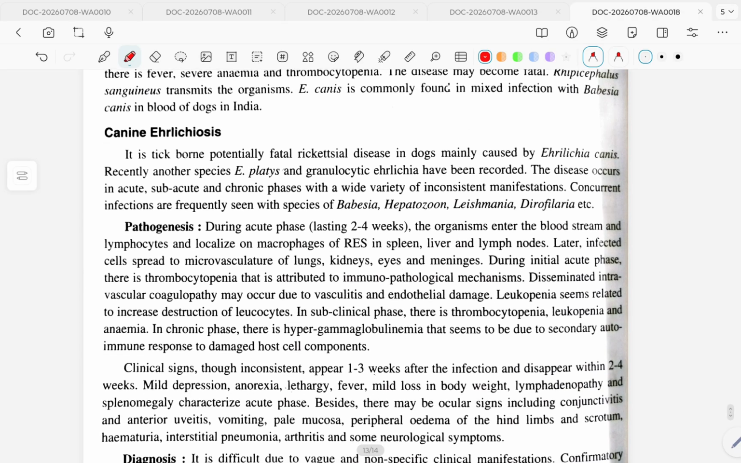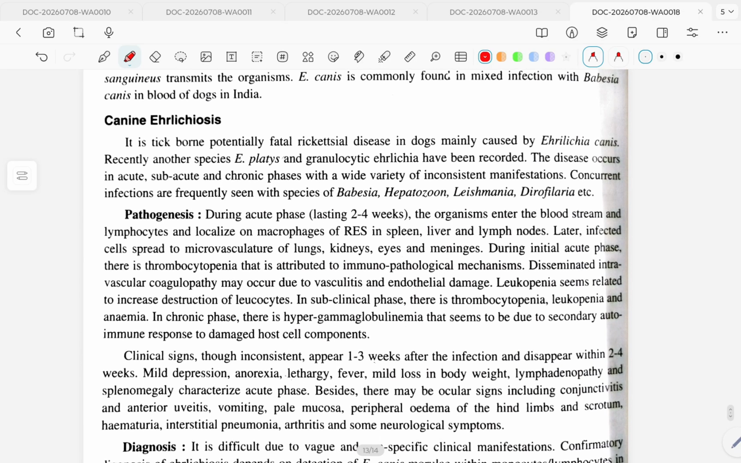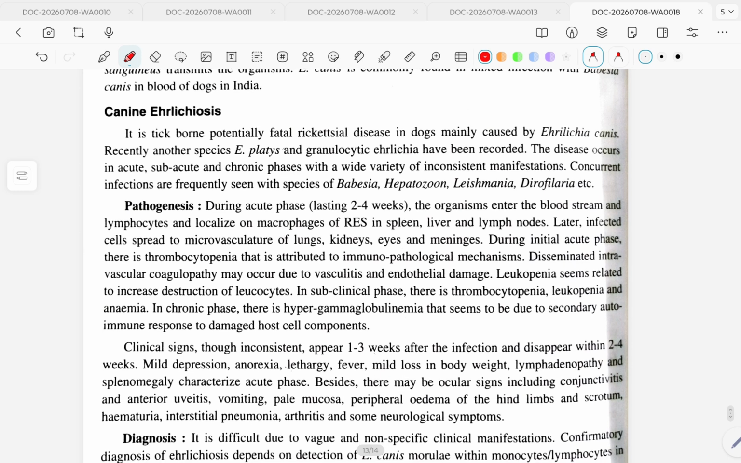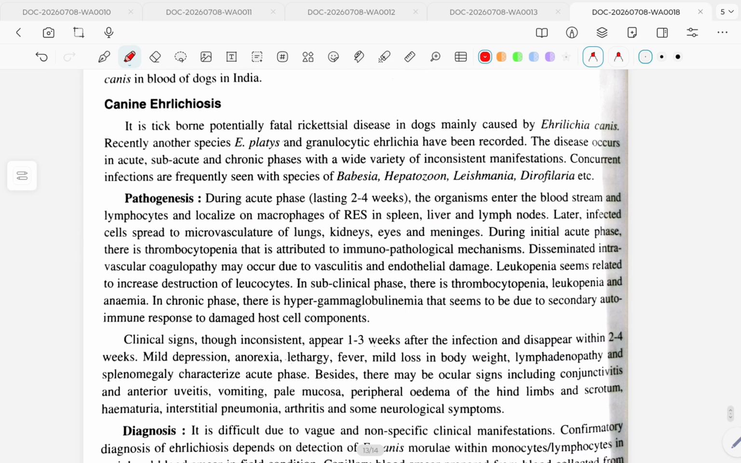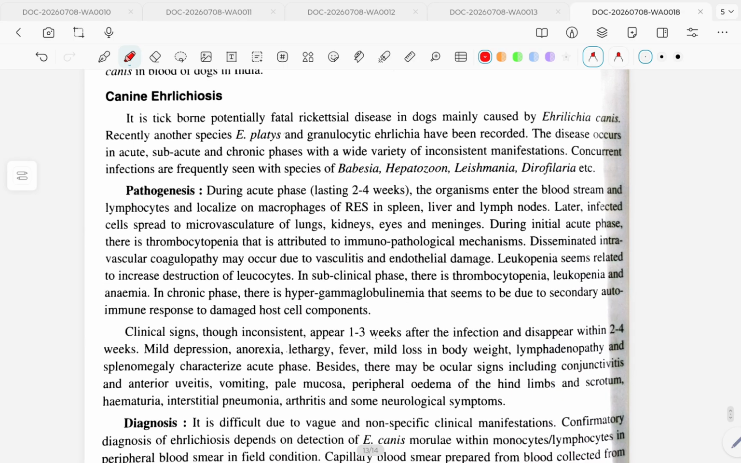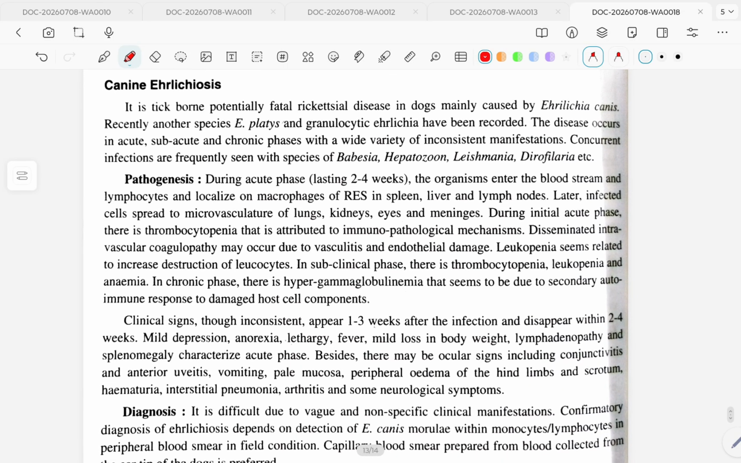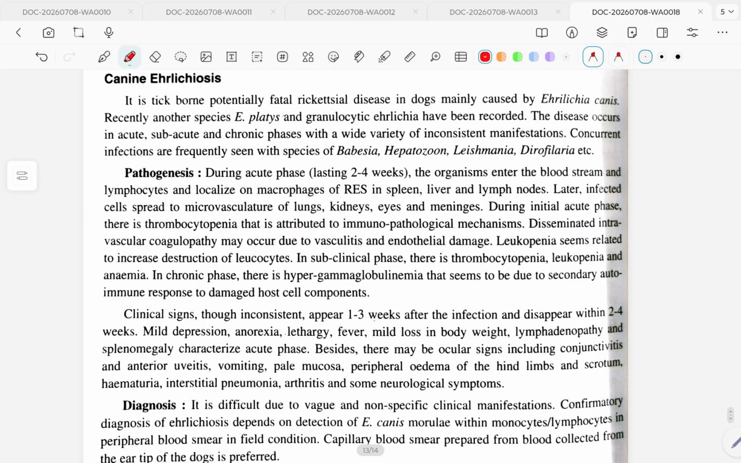Canine ehrlichiosis is a tick-borne, potentially fatal rickettsial disease in dogs, mainly caused by Ehrlichia canis. Recently, another species, E. platys, and granulocytic Ehrlichia have been recorded. The disease occurs in acute, subacute, and chronic phases with a wide variety of inconsistent manifestations. Concurrent infections are frequently seen with species of Babesia, Hepatozoon, Leishmania, Dirofilaria, etc.